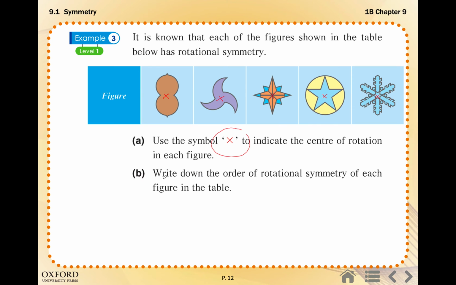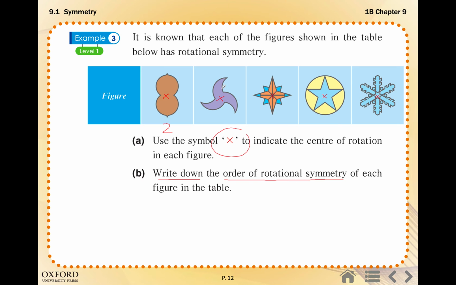This is the task for part A. And then for part B, you have to write down only. That means no need to explain and no need to do the turning to show how you get the answer. Just write down the answer, that means the number of the order of rotational symmetry. For this figure, when you rotate 180 degrees, up to here, you get the same figure and go back to the original one. Then the order of rotational symmetry should be 2.